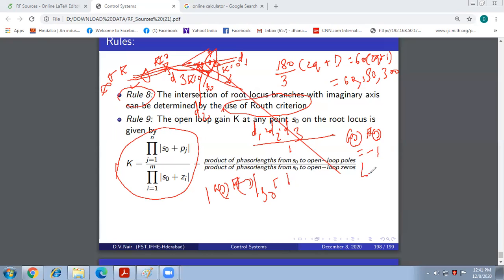This was further broken into two criteria: the magnitude criteria, that is, for all points which are potentially on the root locus, the magnitude has to be 1. And the angle criteria, that is, the angle of G(s)H(s) of all those points which can potentially be on the root locus should be an odd multiple of what? 180 degrees, right? So this is how we had two criteria.